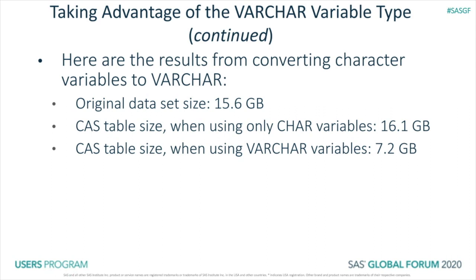To show the benefits of the VARCHAR variable type, I loaded this data set twice. Once using the code we just saw to convert variables with a length of 16 or greater to VARCHAR, and once where no variables were converted to VARCHAR. And this shows the final results. Our original data set was 15.6 gigabytes. When we loaded that data set into CAS using only character variables, no VARCHAR variables, the size grew to 16.1 gigabytes. However, when we converted the variables to VARCHAR, the size of the CAS table actually was reduced to 7.2 gigabytes.